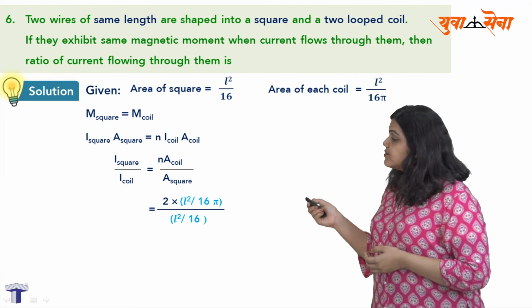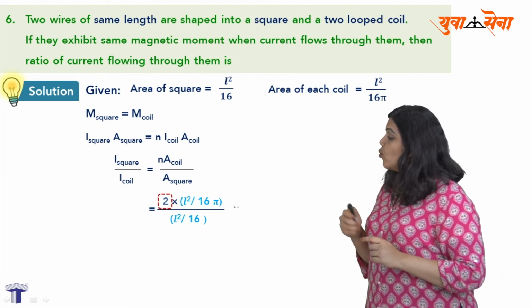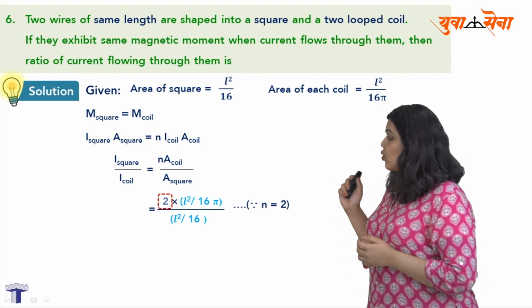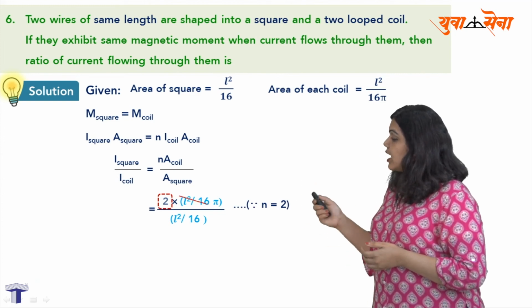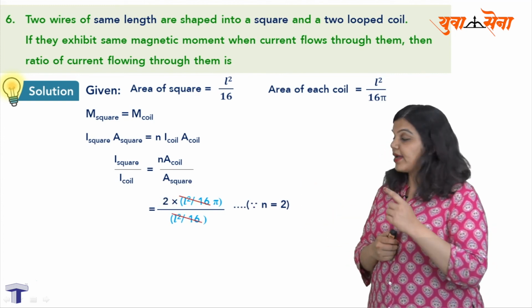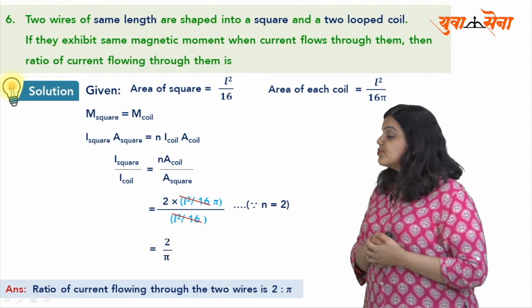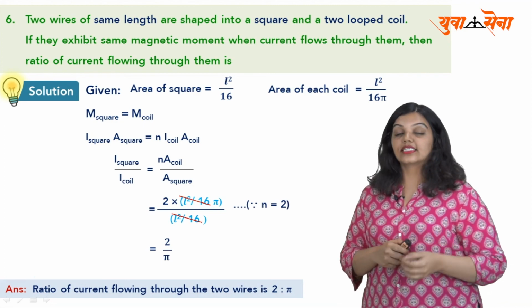And this gives me the expression that I need. Remember, I have used 2 for N because I have 2 coils in this 2-looped coil. Now, if I calculate what I need, I will cut out L square by 16 from up and down, and what remains is nothing but 2 by pi, and this gives me the answer. That is, the ratio of current flowing through both the wires is 2:pi.